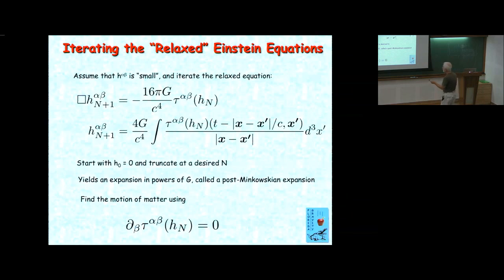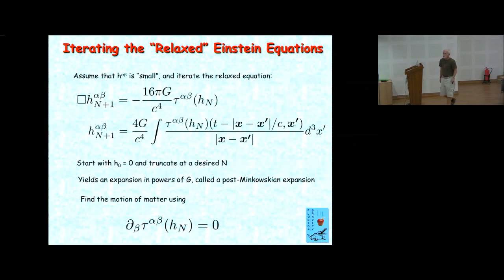Okay, so you start with a zeroth approximation, that's zero, and then you just keep going and going, and then truncate when you're at a level of n that you think you need to solve a certain problem. And as you can see, each time you solve for h, you get a power of G. So the first approximation, when you put zero here, H1 will be proportional to G. When you plug that in there and do it again, this thing's going to be proportional to G squared, and so on. So what you end up with is an expansion for your field in powers of G, and this is what's called a post-Minkowskian expansion.